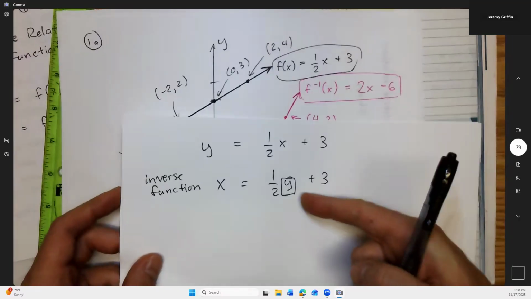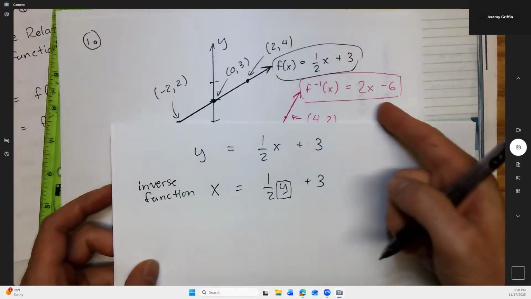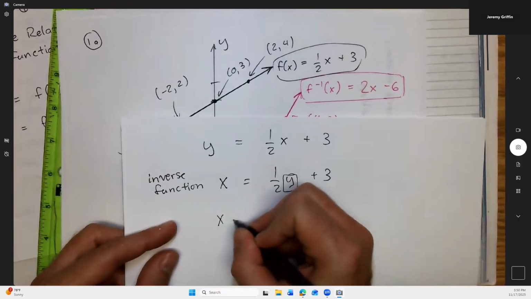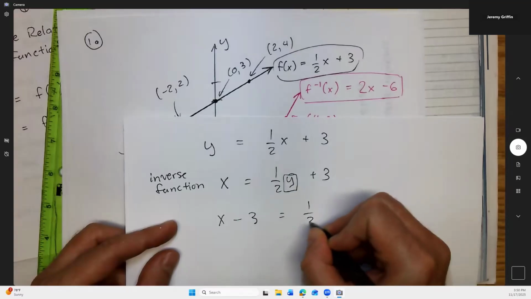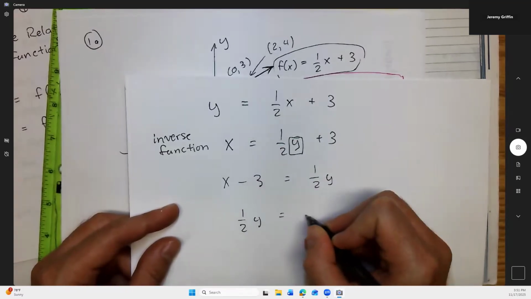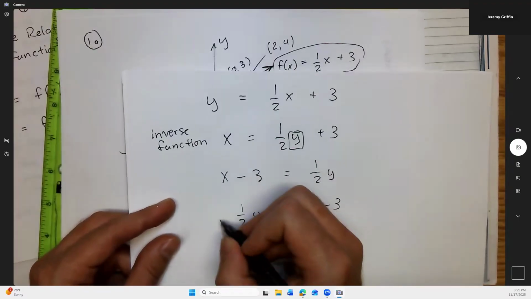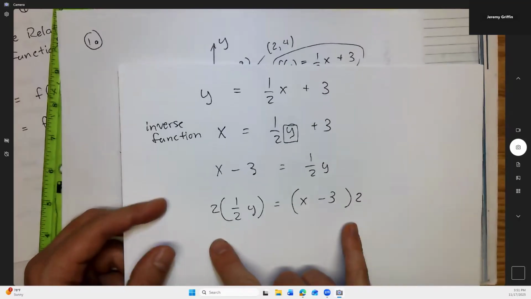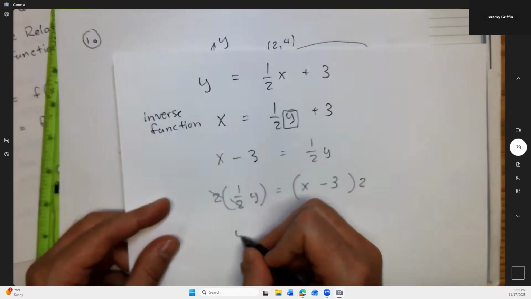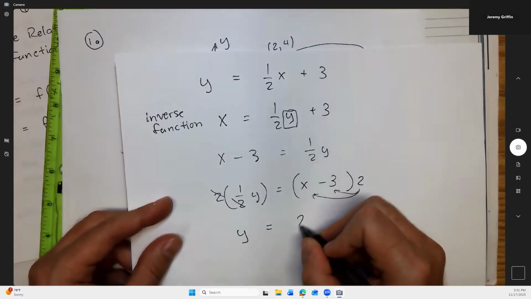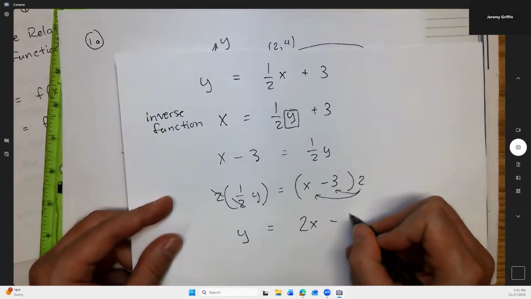And I guarantee you I'm going to get this pink expression right here. Let's try it out. Subtract 3, so it'd be x minus 3 is 1 half y. I'll swap both sides while I'm at it, so 1 half y equals x minus 3. Then I can multiply both sides by 2, times 2 on both sides, to balance the equation, so that I'm getting y equals. Then I distribute this 2. That's 2x, and then distribute 2, that'd be minus 6.